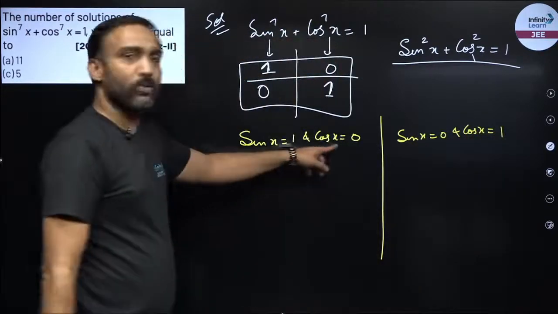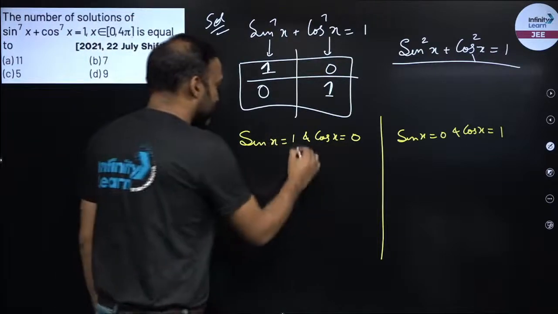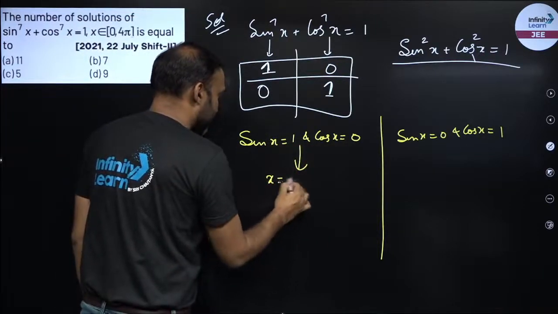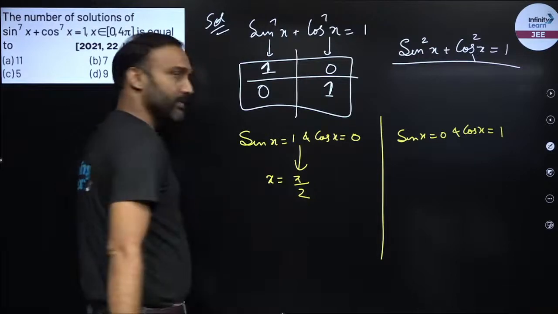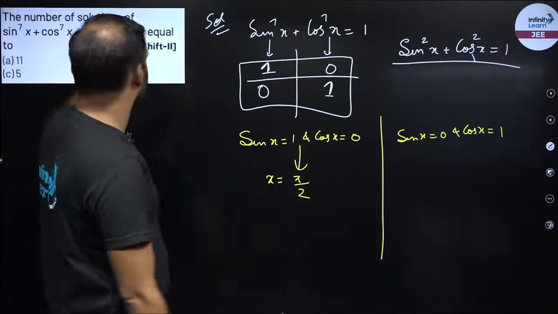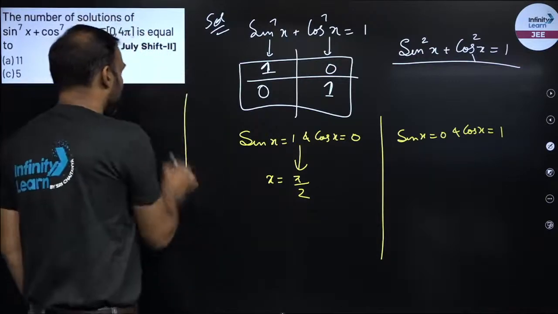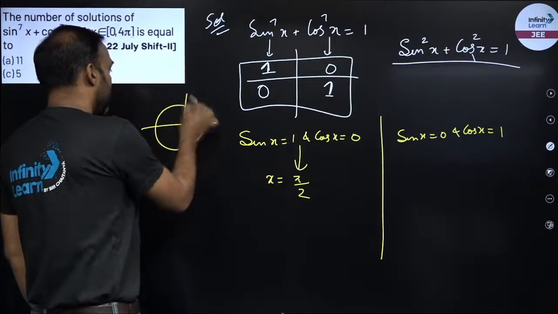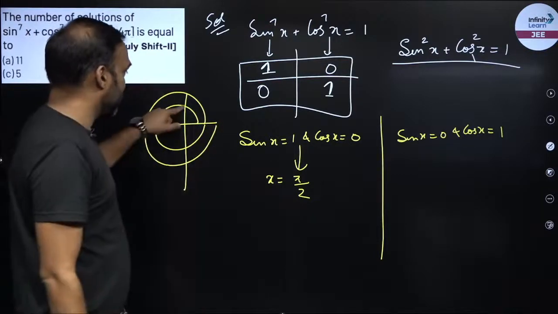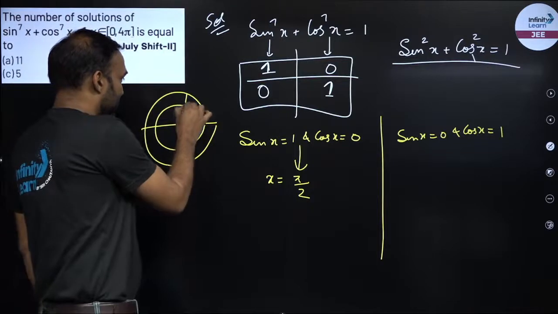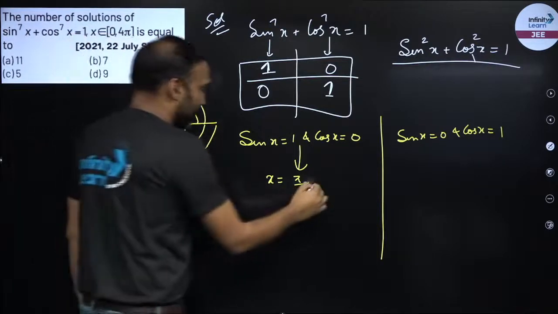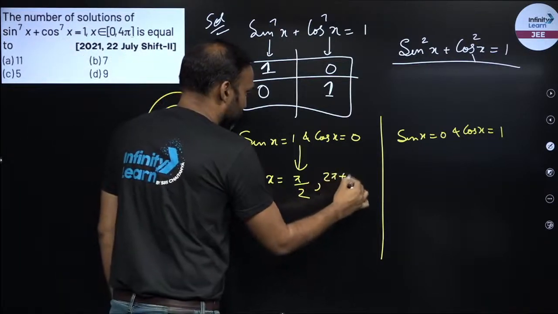Now sin x is equal to 1, cos x is equal to 0. When does this happen? This happens at x is equal to pi by 2, right? That's it. X is going from 0 to 4 pi. 0 to 4 pi is 1 circle, 2 circles. So this is pi by 2. This is after 1 circle. So another value would be 2 pi plus pi by 2.